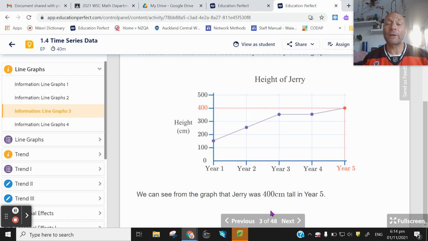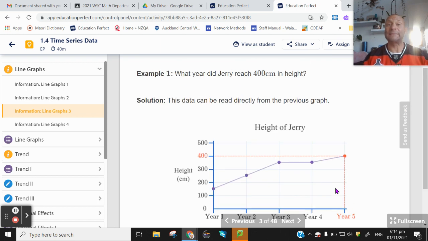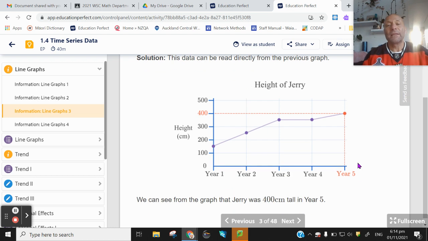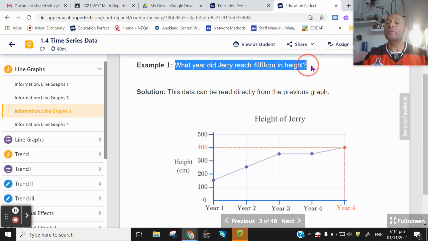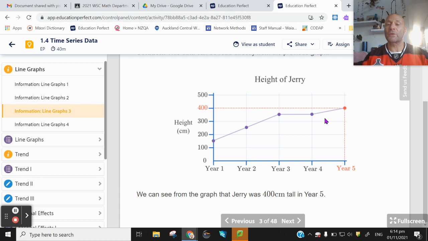As we're looking for higher levels of achievement, make sure you answer the question in context. If you just said year 5, yeah, it's right, but it's best to let the wording of the question be part of your answer. So if the question asks, what year did Jerry reach 400 centimeters? You would say Jerry reached 400 centimeters in height in year 5.